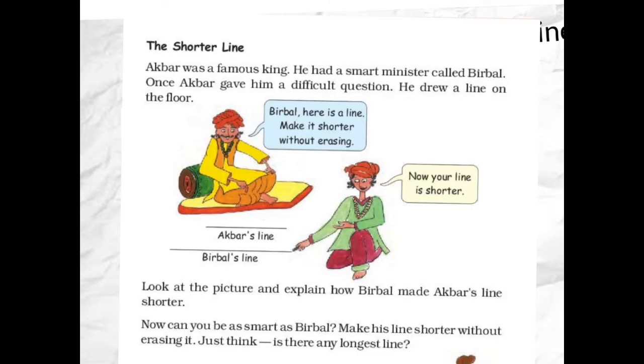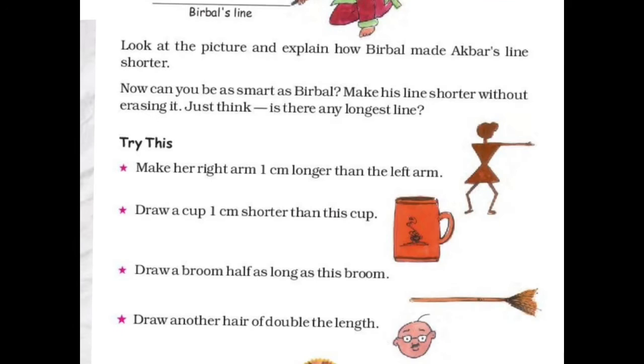Birbal drew another line near Akbar's line. Birbal's line was longer. Automatically, Akbar's line looks so short. Now your line is shorter, said Birbal. Were you all smart like Birbal? Were you able to make the line shorter without erasing it?